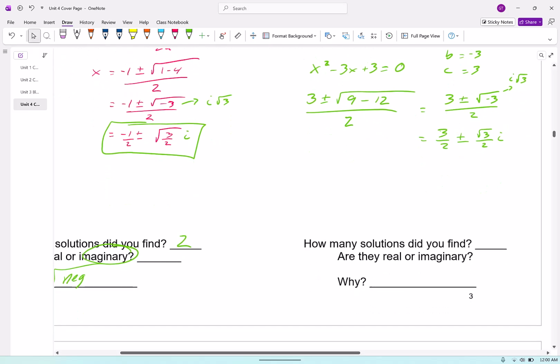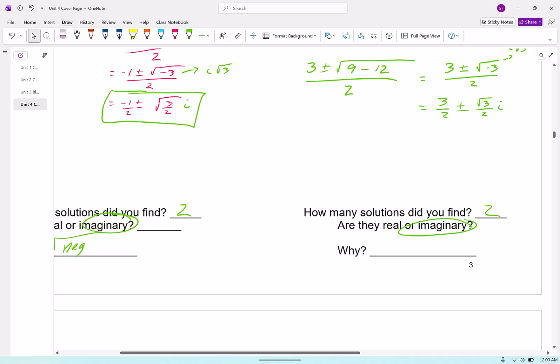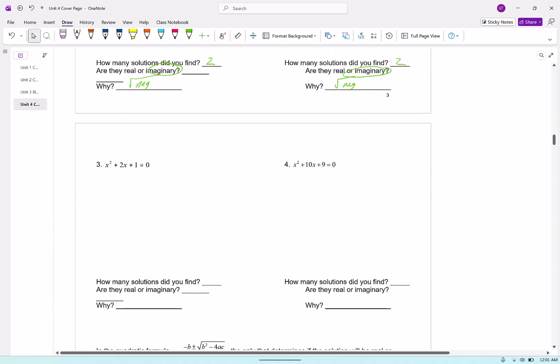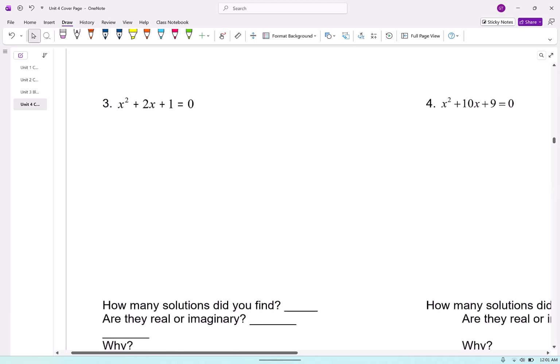So again, I have two solutions because of the plus minus. I have imaginary because I have an i in there, and for the same reason, I got a negative underneath the radical. All right, so let's try a couple more here and see what we get, already in standard form.